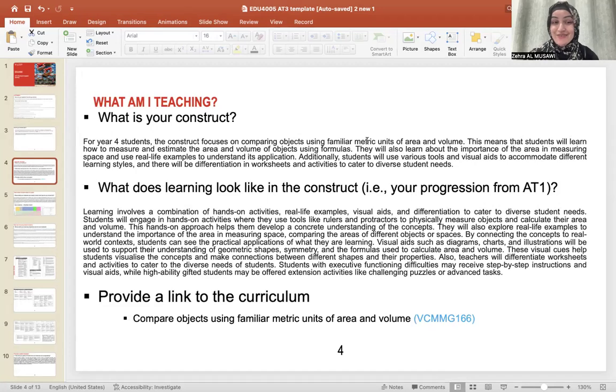What am I teaching? What is my construct? For Year 4 students, the construct focuses on comparing objects using familiar metric units of area and volume. What does learning look like in the construct? Learning involves a combination of hands-on activities, real-life examples, visual aids, and differentiation to cater to diverse students' needs. Here's my link to the curriculum.